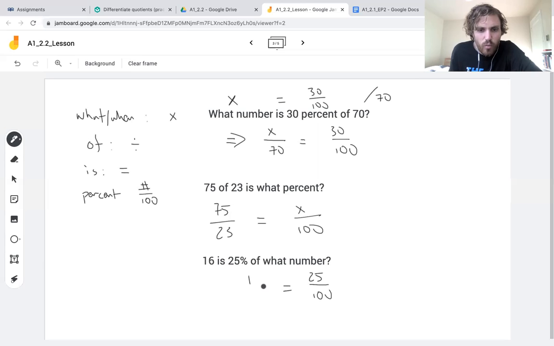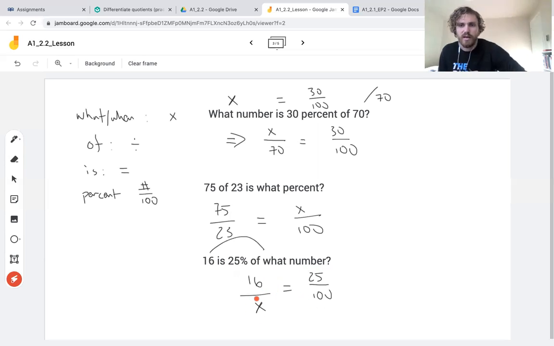16 of what number? 16 over x, that's 16 of what number? So looking at this proportion right here, we would have 16 of x, or what number, is 25%. And that leaves us with our proportion. Okay, so that's the first thing. Just some things that can help you think about translating words to mathematics.